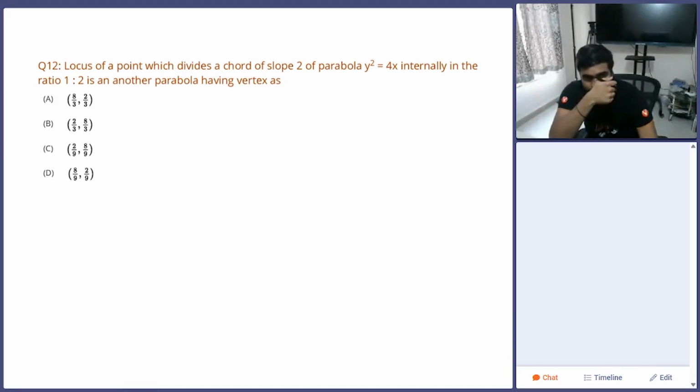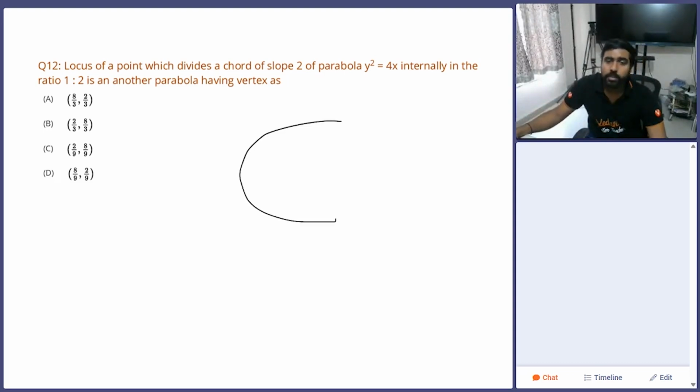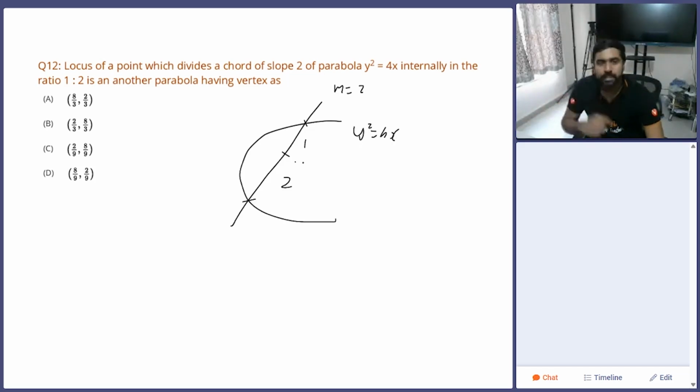What do we have over here? A locus of a point which divides the chord. Okay, there's a chord. The chord has a slope 2. Parabola is y square equal to 4x. Internally, it is dividing in the ratio 1:2. This point P, H comma K ka jo hai, locus is what you have to get over here.